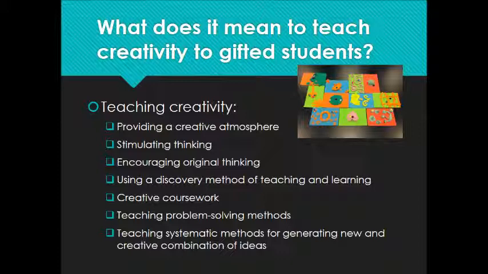Gary A. Davis came up with the 7 forms of teaching creativity: providing a creative atmosphere, stimulating thinking, encouraging original thinking, using a discovery method of teaching and learning, creative coursework, teaching problem-solving methods, and teaching systematic methods for generating new and creative combinations of ideas.